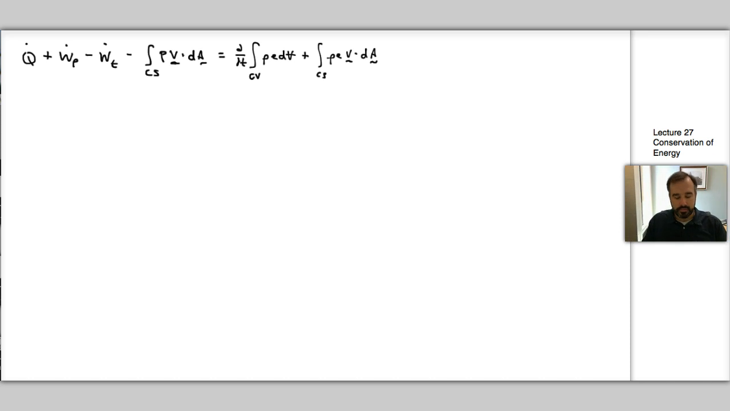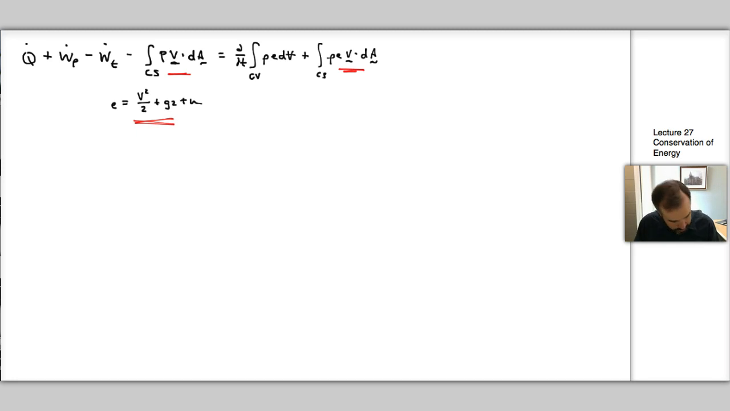Okay, I wrote that in shorthand, but we're going to put this back in as we did before, where E is equal to V squared over 2 plus GZ plus U. And then I'm going to rearrange. I'm going to take that last term on the left-hand side, the integral over the control surface of P V dot dA, and move that into this second term. So I'm just going to rearrange this slightly, take this term and combine it with this term, and then I'll plug this back in to get a final form.